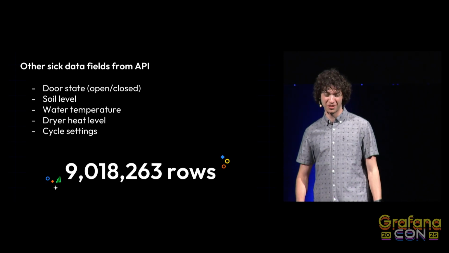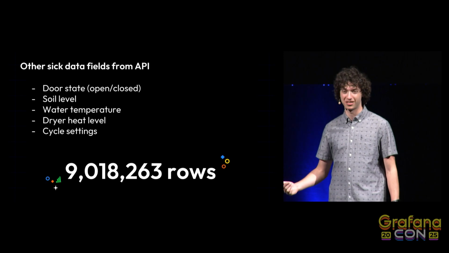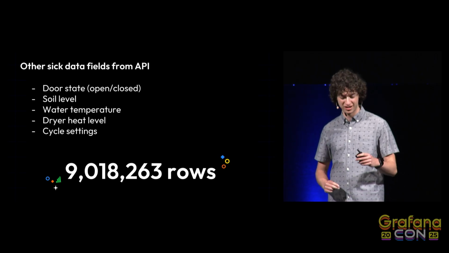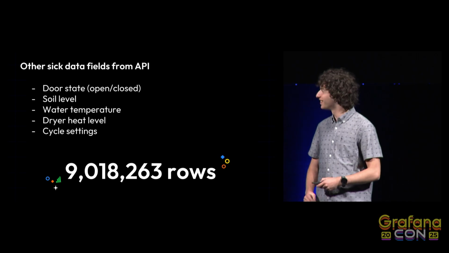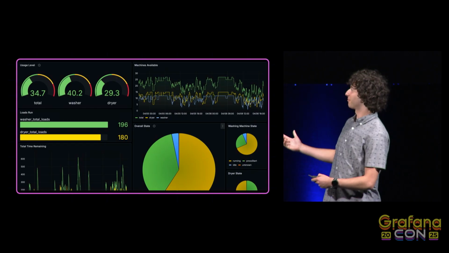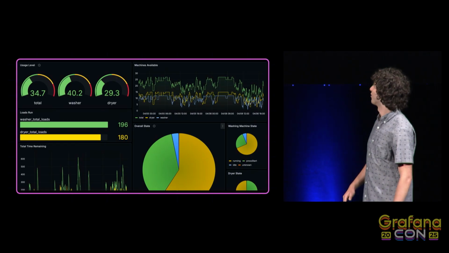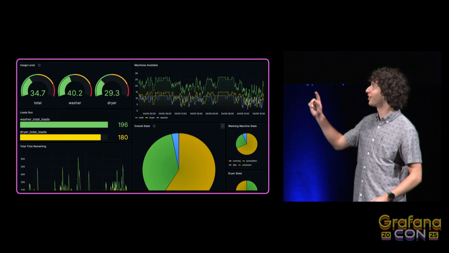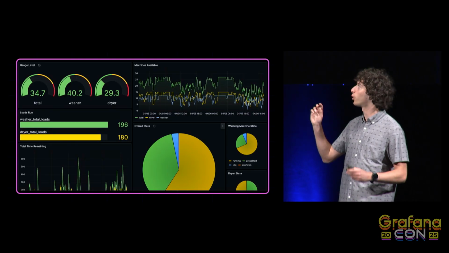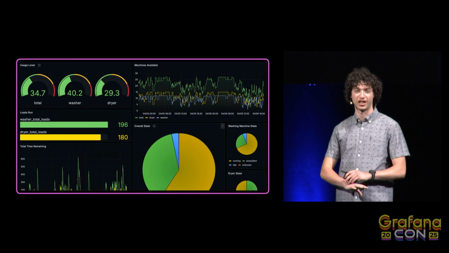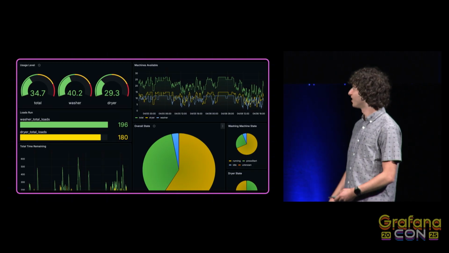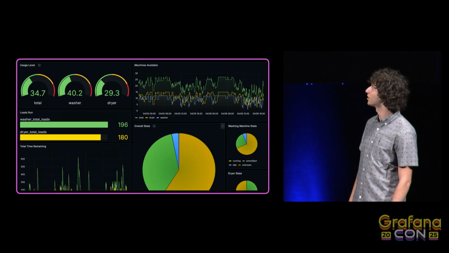So since October of last year, we have about 9 million rows worth of data of just washers and dryers in our Timescale database. So here's a bigger graph, whole dashboard, right? Like, wow, lots of things. So we can see how many loads we've run. We can see the total usage of if the washer was running nonstop 24/7. We can get current state. There's all sorts of fun little metrics we have.